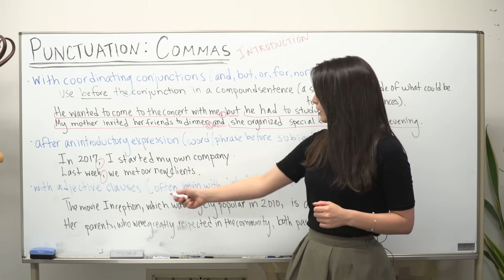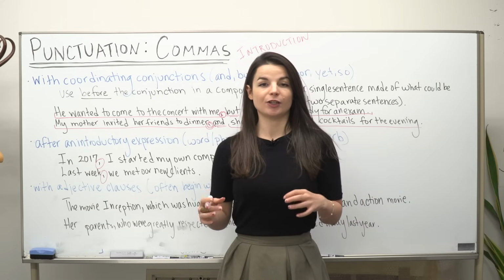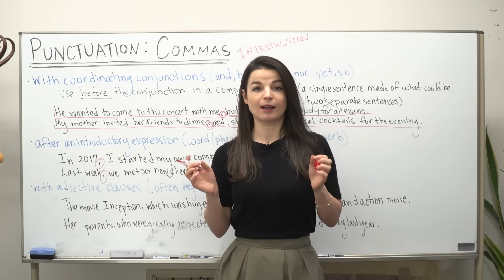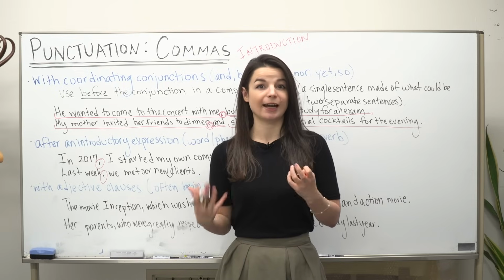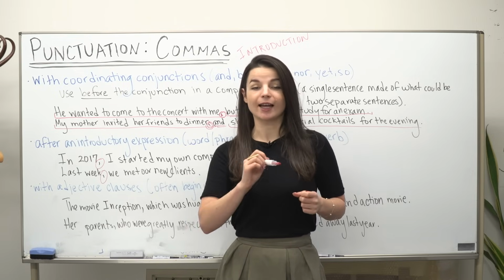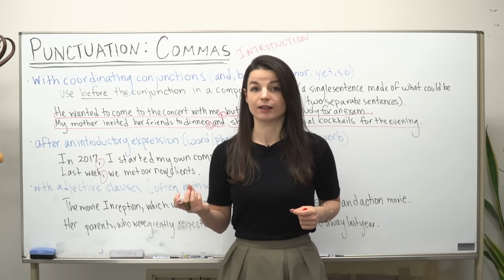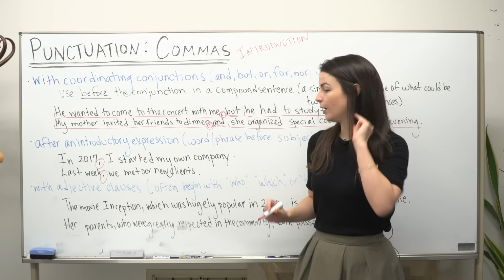When we use these to introduce information that is non-essential, so it's not information that is essential to know to understand the noun, we can offset that extra information with commas. So in this case, we'll use 2 commas here, actually. Let's take a look at an example.